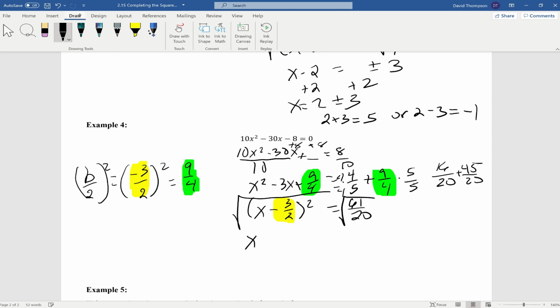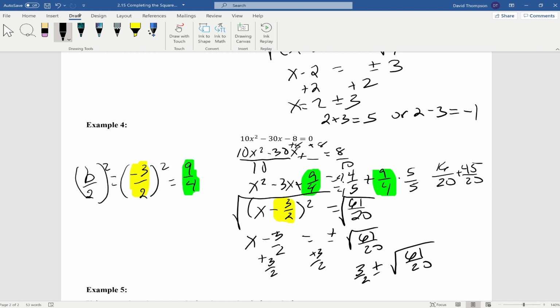So we have x minus 3/2 equals plus and minus square root of 61 over 20. And then we're just going to add 3/2 to both sides. So our final answer will be 3/2 plus and minus square root 61 over 20. And you would just put this in the calculator, get our decimal approximation, and we're done solving that one.